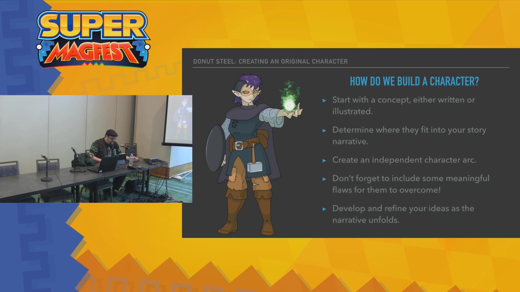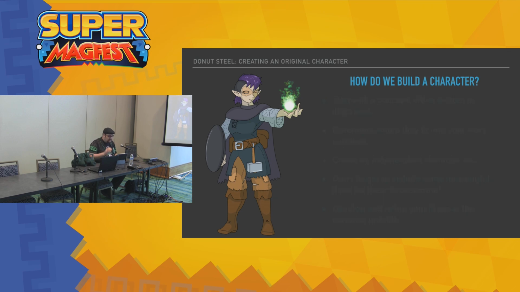And then, of course, as you go along, develop and refine your ideas as the narrative unfolds. Because sometimes your best laid plans at the start of things don't always end up the way you planned as the story evolves. It's like, I have to change this about something, and I have to change that because the plot has gone in a direction I hadn't intended. It's normal, that happens. So who is this?